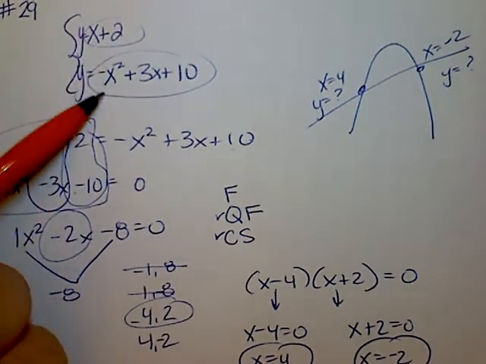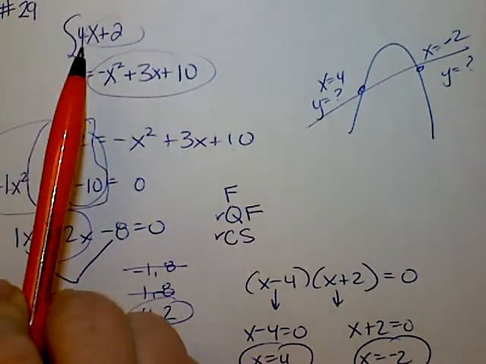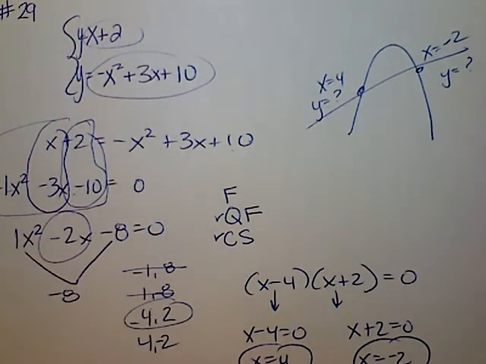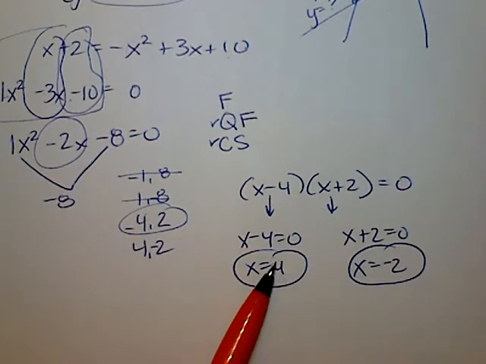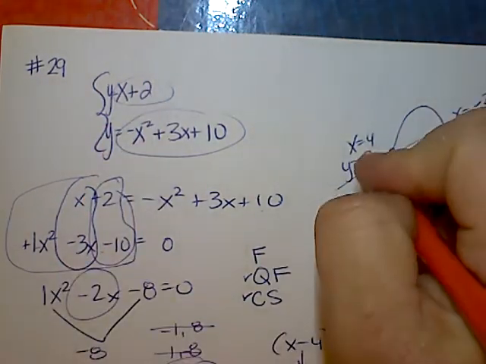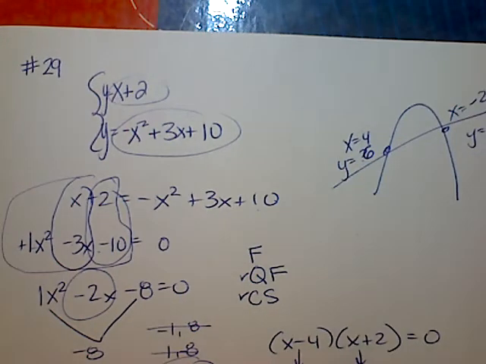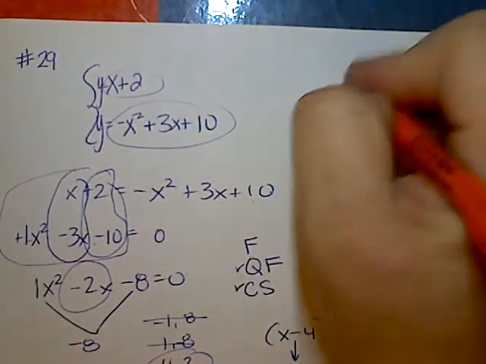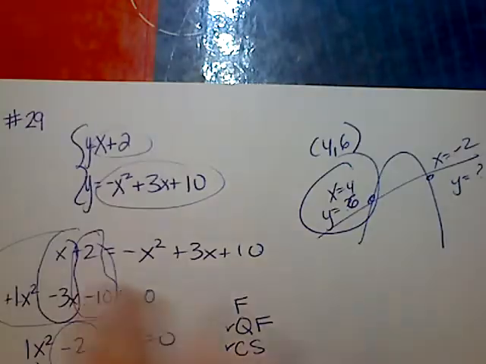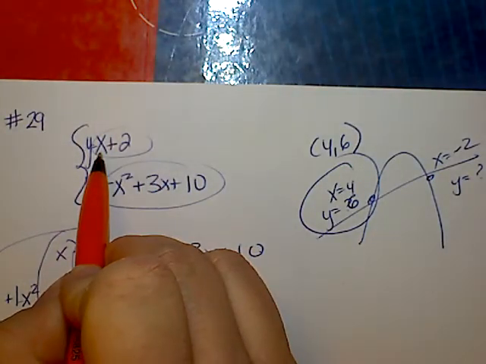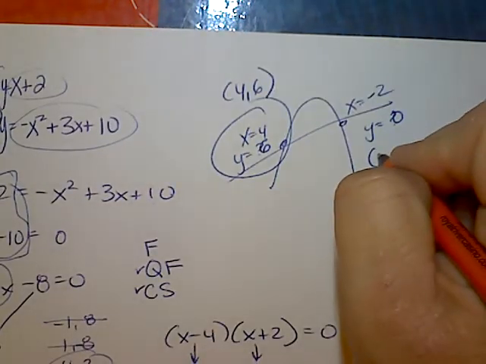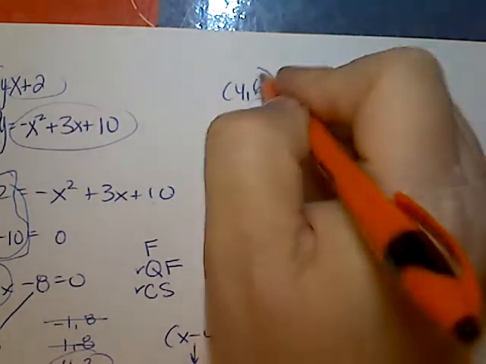When I look up here, there's no wrong way to do this, but I think it's always easier to look and ask which equation looks easier to work with. I think the top one. So I'm going to do some mental math. I'm going to substitute 4 in for x. 4 plus 2 is 6. So one ordered pair is 4, 6. Then I'm going to substitute in negative 2. Negative 2 plus 2 is 0. Another ordered pair where they intersect is negative 2, 0.